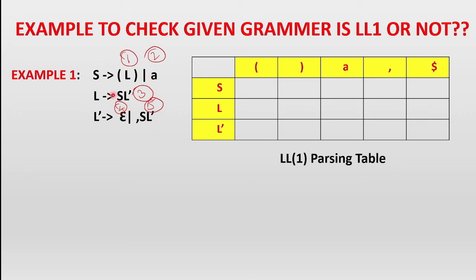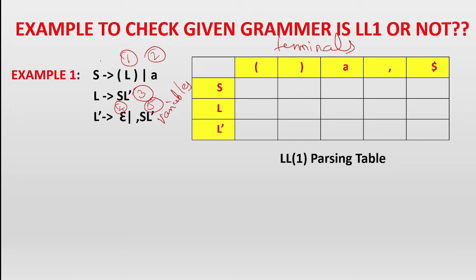Now what do I have to do? I have to draw the parsing table. Now in this LL1 parsing table, the columns will be terminals. All the column headings will be terminals and all the row headings will be variables. I've already told in the previous videos what are variables and what are terminals.